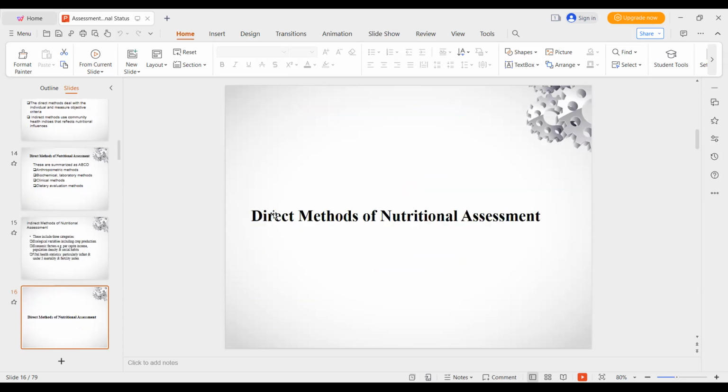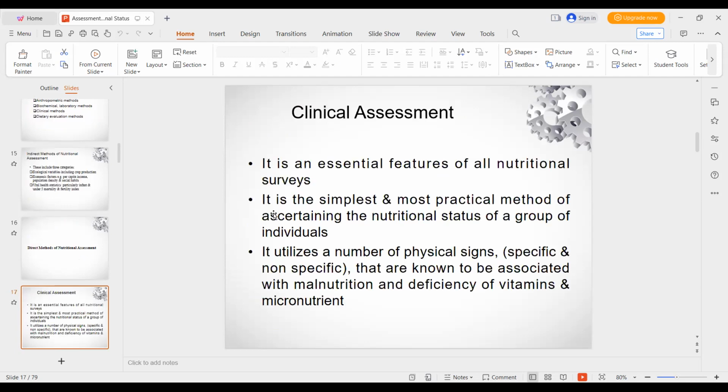Direct method of nutritional assessment. Clinical assessment. It is an essential feature of all nutritional surveys. It is the simplest and most practical method of ascertaining the nutritional status of a group of individuals. It utilizes a number of physical signs, specific and non-specific, that are known to be associated with malnutrition and deficiency of vitamins and micronutrients.